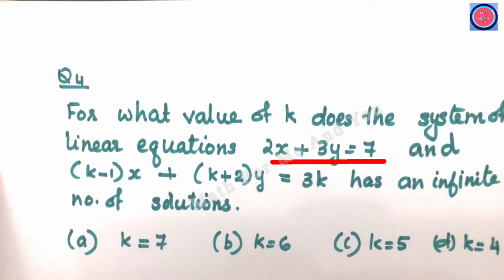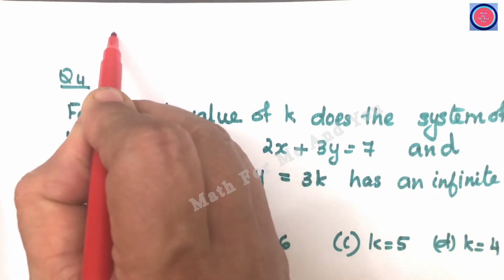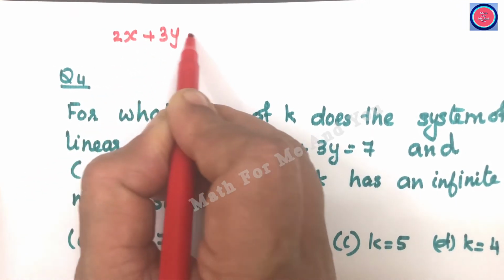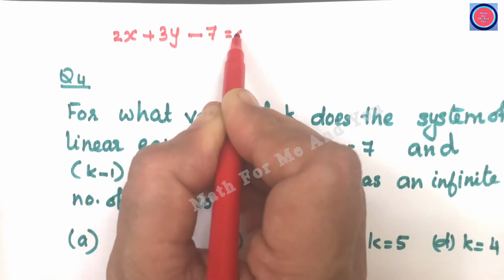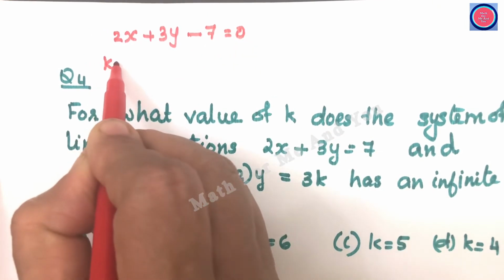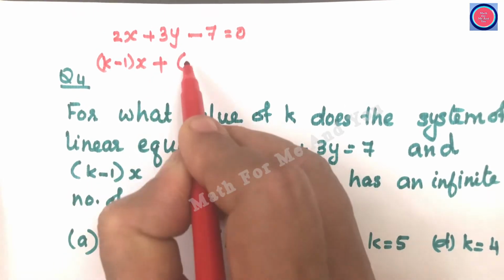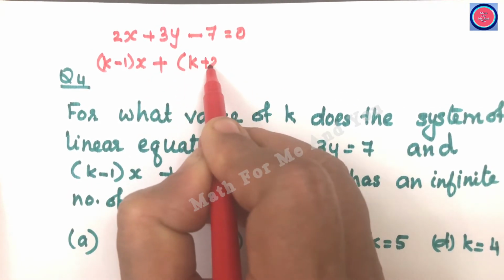So in the first equation, move 7 to the left side. So we get the equation as 2x plus 3y minus 7 equals 0. And the second equation we write below the first equation. So the second equation is k minus 1 into x plus k plus 2 into y minus 3k equals 0.